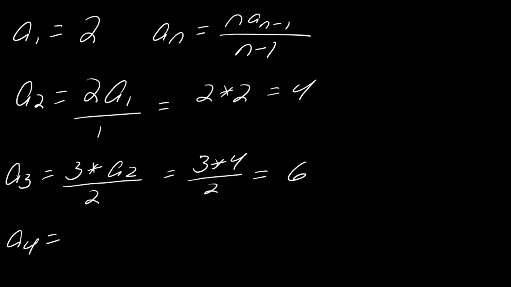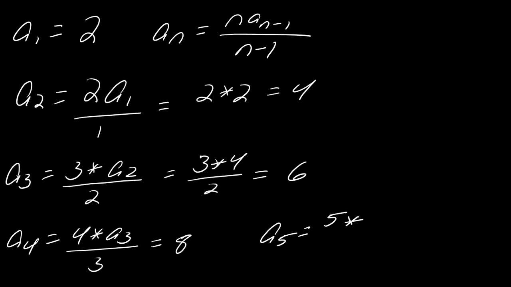And then for my a sub 4, that'll be 4 times a sub 3 over 3. And so that just equals 8. And then I'll do a sub 5 here. So that's going to be 5 times a sub 4 over 4. And so that will equal 10.